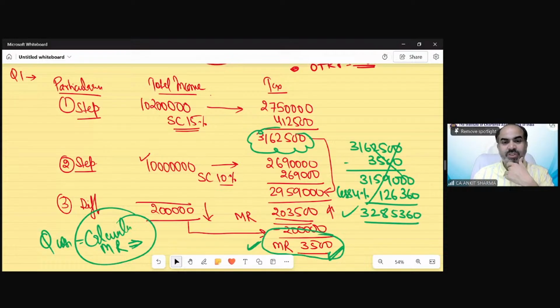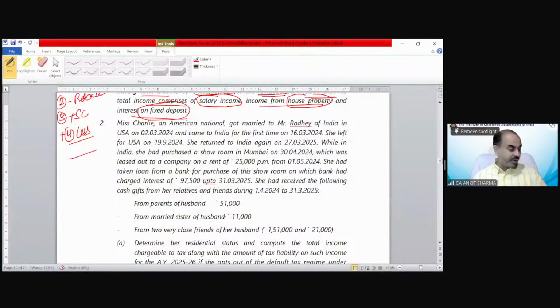Moving on to question number 2. Now from this question, you can find out what kind of question could be asked in the examination. Question number 2 comprises residential status also. So Miss Charlie, an American national, got married to Mr. Radhe in USA on 2nd March 2024 and came to India first time on 16th March 2024. That was previous year 23-24. She left for USA on 19 September 24. She returned to India again on 27 March 25.